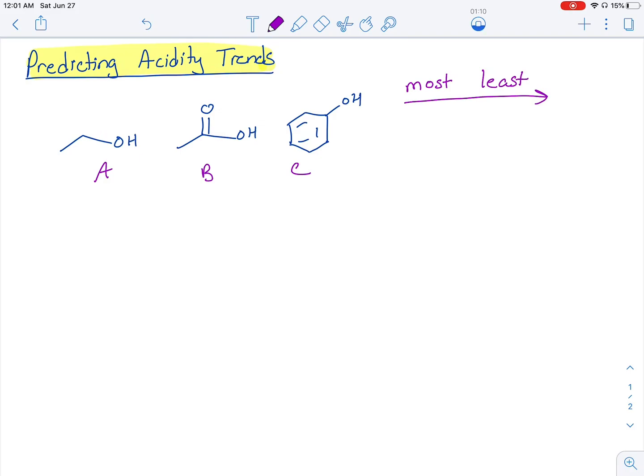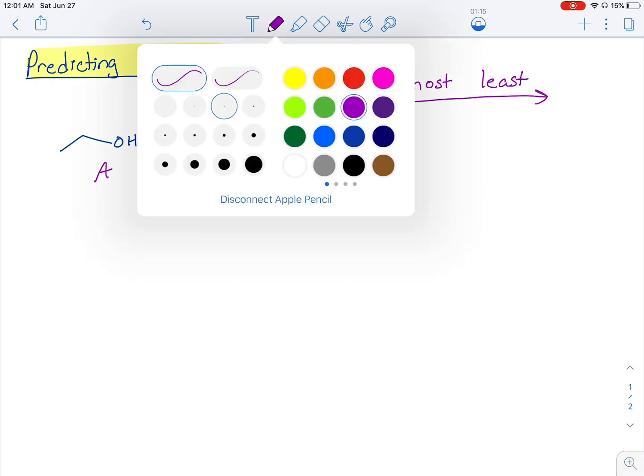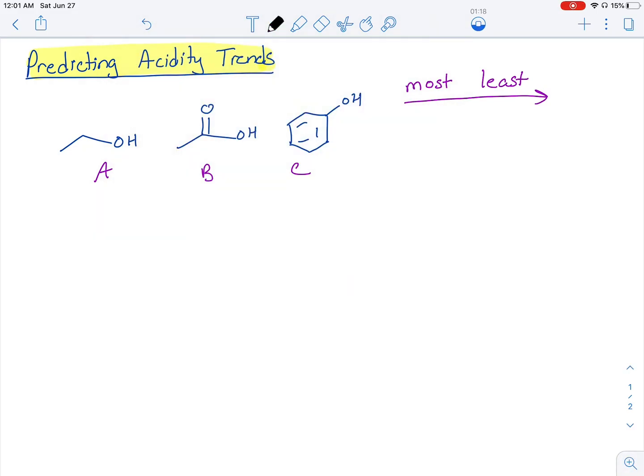All right, so let's tackle how we would do this. Again, this is Organic 1, Chapter 2, so it is a review, but let's go through the process. You should be expecting some pre-response questions on these exams, where there's a little slot to answer by typing in an explanation. One way to predict these trends is to draw the conjugate base for all these molecules. So the first thing we have to do is draw the conjugate bases for all of these molecules.